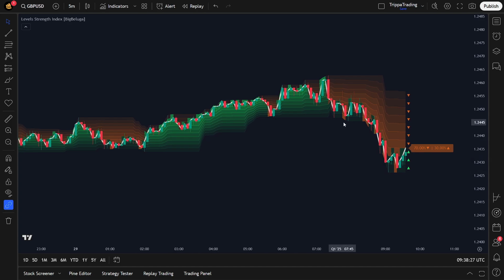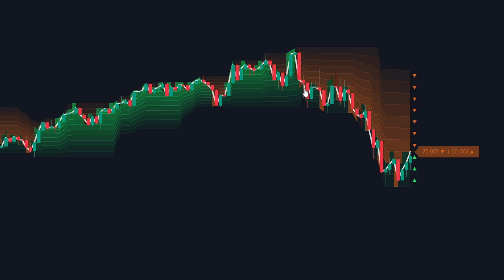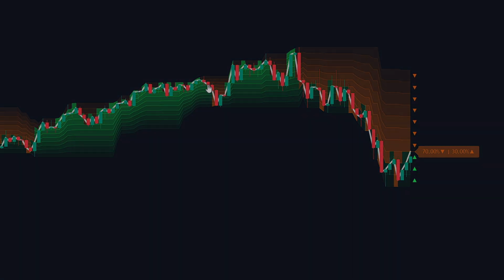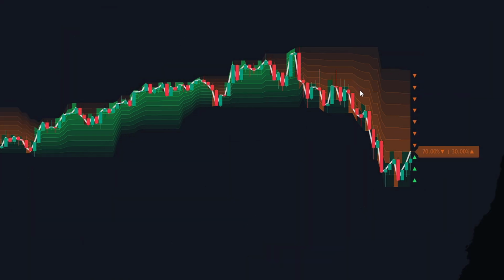As you can see, the indicator overlays directly onto the chart with two primary components: a trend ribbon and a probability table. The trend ribbon changes color based on market direction: green for buying trends and orange for selling trends. Zooming in, you'll notice it's divided into 10 levels, starting from the first at the bottom to the 10th at the top. Each level is marked with an arrow, green and upward pointing if the price is above the level, and orange and downward pointing if the price is below.